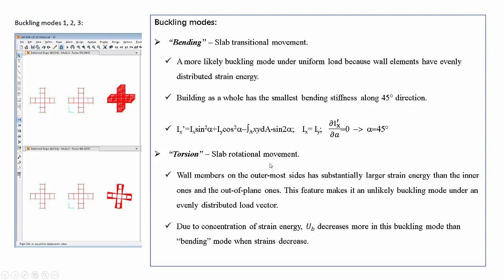Now the torsion buckling mode, the slabs are in rotational movement. The wall members on the outermost side of the building will have substantially larger strain and hence strain energy than their inner ones and the out-of-plane ones. Now this feature makes it an unlikely buckling mode under an evenly distributed load vector. Due to the fact that the strain energies are concentrated, I think UB will decrease more in this buckling mode than in the bending buckling mode when the strain value decreases.